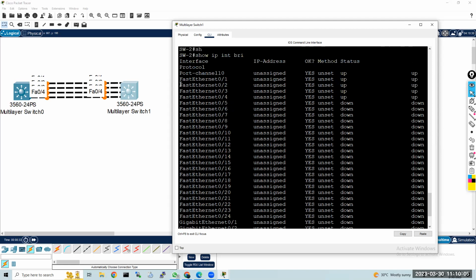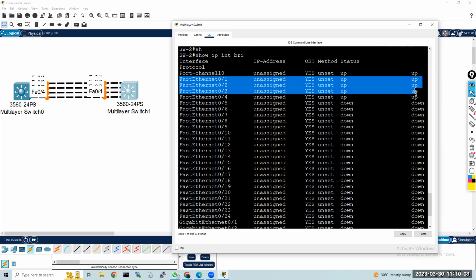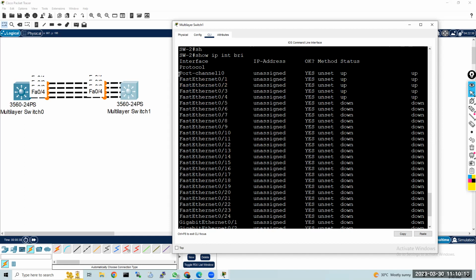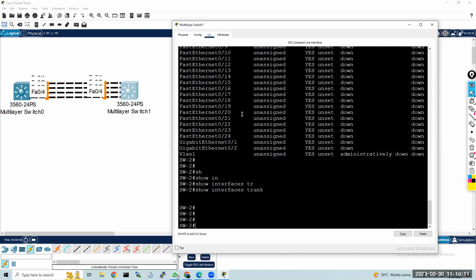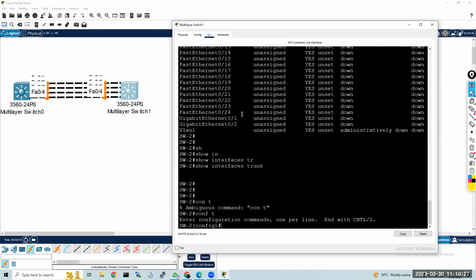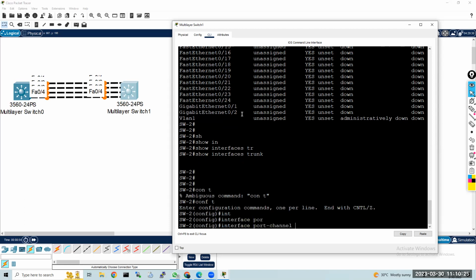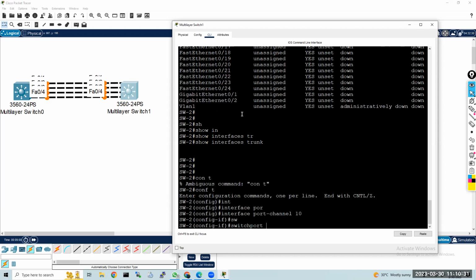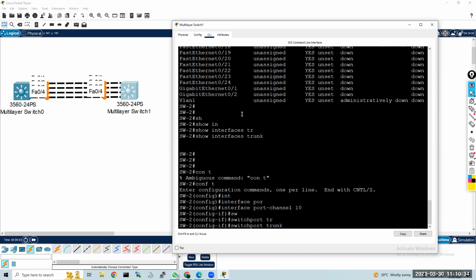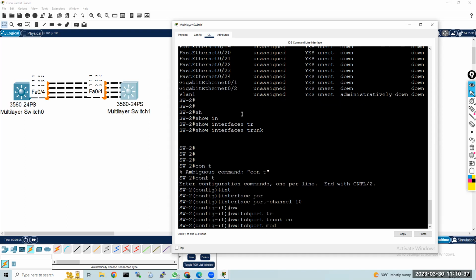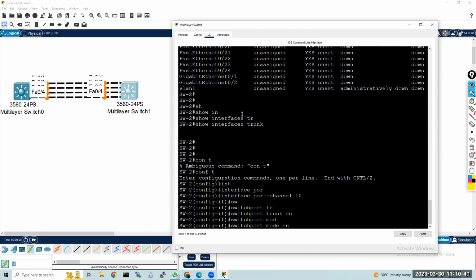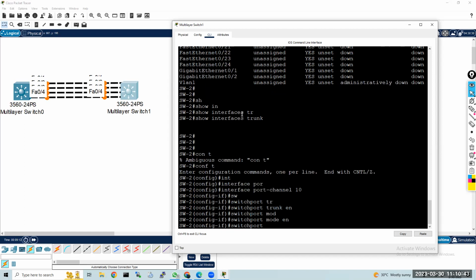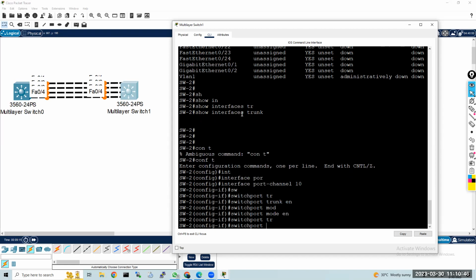See, right now what we did, we made it a bundle already, by the name port channel 10. Only this port we should make as a trunk link. So how can I make it? Configure, interface port-channel 10. Then switchport mode trunk.